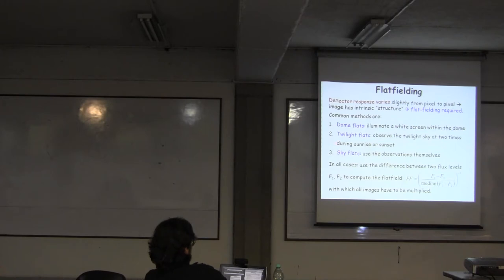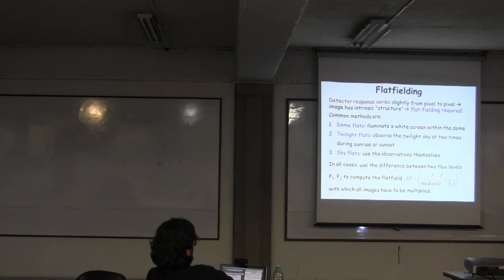You could also use sky flats constructed from the observations themselves. In any case, you take images at two different flux levels of some calibration source. That calibration source could be someone shining a flashlight in the dome where there is a wide screen, or using two exposures at twilight, and then you use the difference between those flux levels.